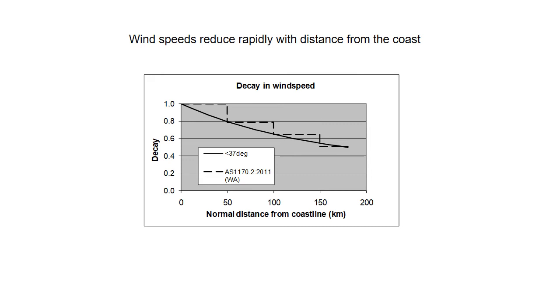The black dashed line is what we previously had in 1170.2 2011, where we had the step changes. So for the first 50 kilometres there was no reduction, then you had another step down for the next 50 kilometres, whereas the data shows something different. It's continually decreasing. So you'll see the red line come up there, which is the new linear reduction that I just mentioned, which is in the 2021 edition of AS/NZS 1170.2.